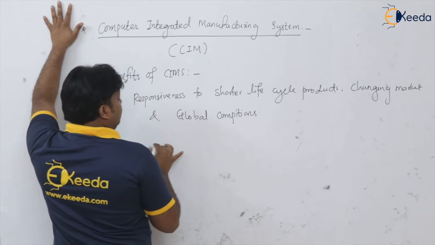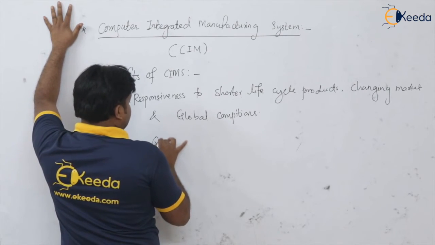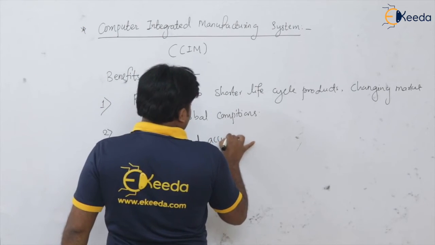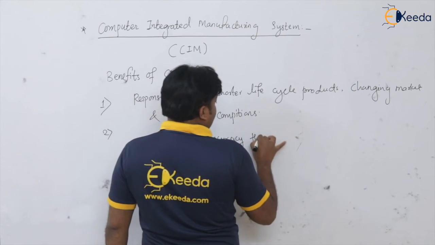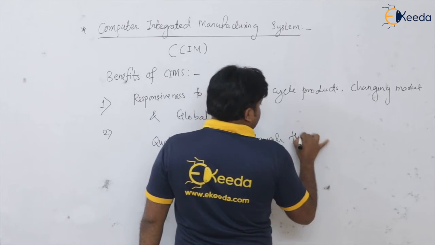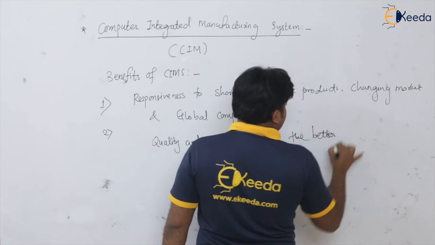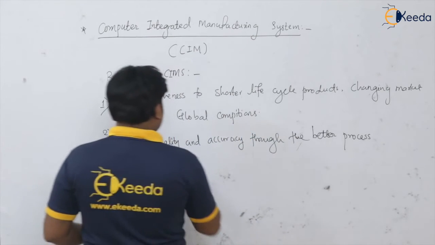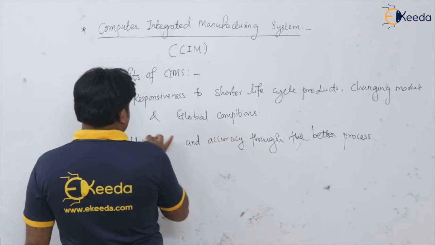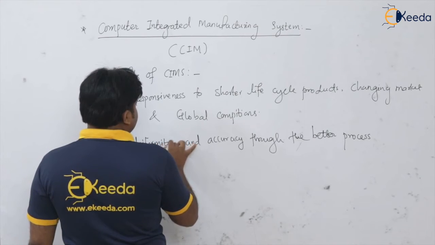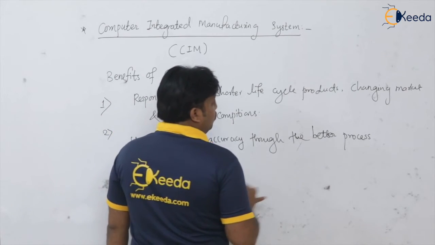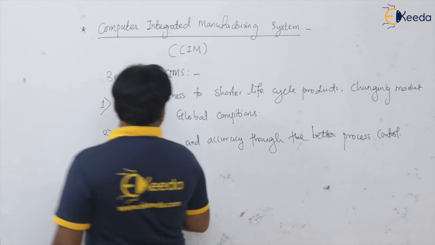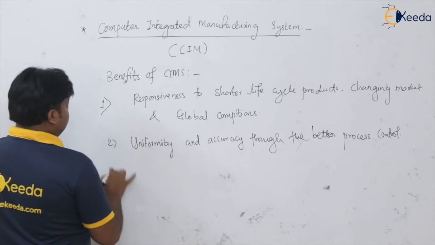Then we are having the quality and accuracy through the better process control. The quality, accuracy, or rather you can say the uniformity and accuracy through the better process control. That is the second benefit of the CIMS.